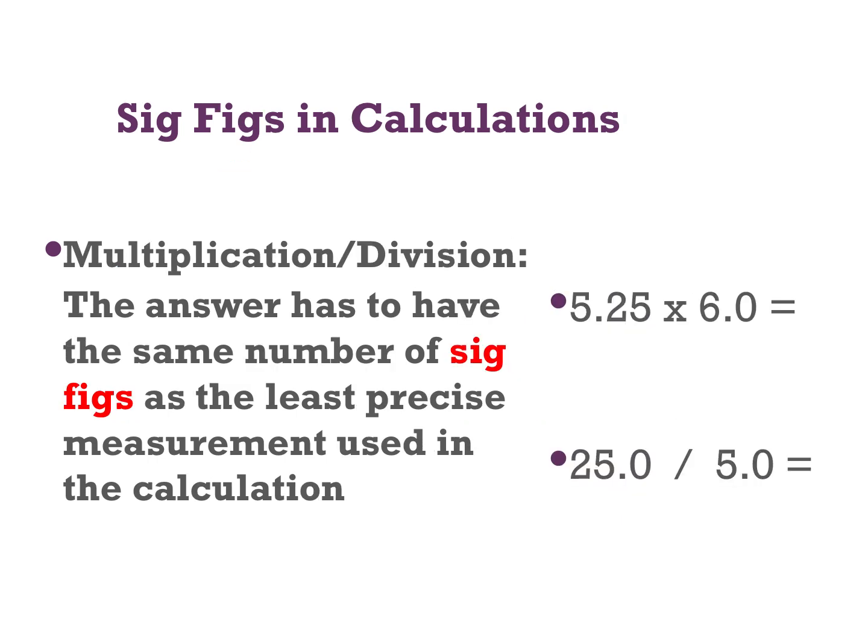Okay, so now we're going to look at multiplication and division. If you're multiplying or dividing, your answer has to have the same number of sig figs as the least precise measurement in the calculation.